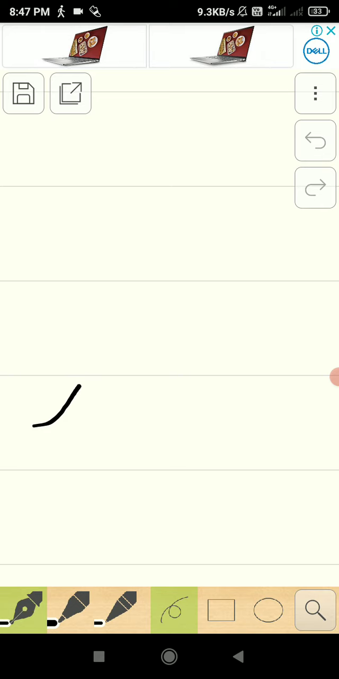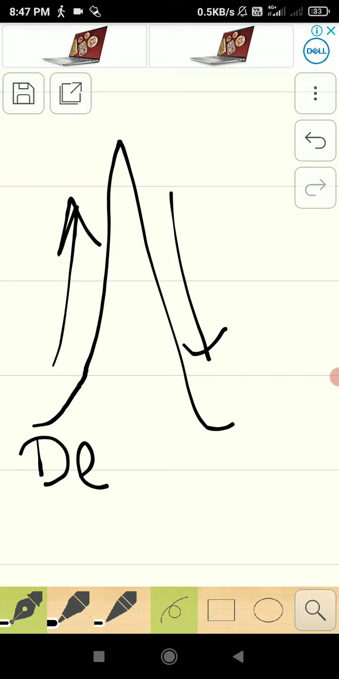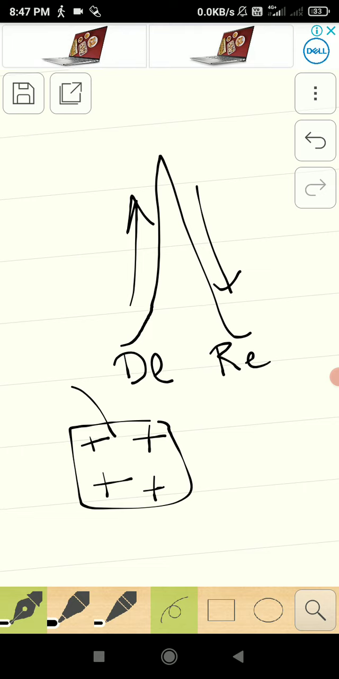So this action potential, because of the stimulus, will have an upstroke and a downstroke. The upstroke is called depolarization, whereas the downstroke is called repolarization. So what is this depolarization and repolarization? If the inside of the cell is more positive when compared to the outside, it is called depolarization. This occurs due to entry of K plus ions.